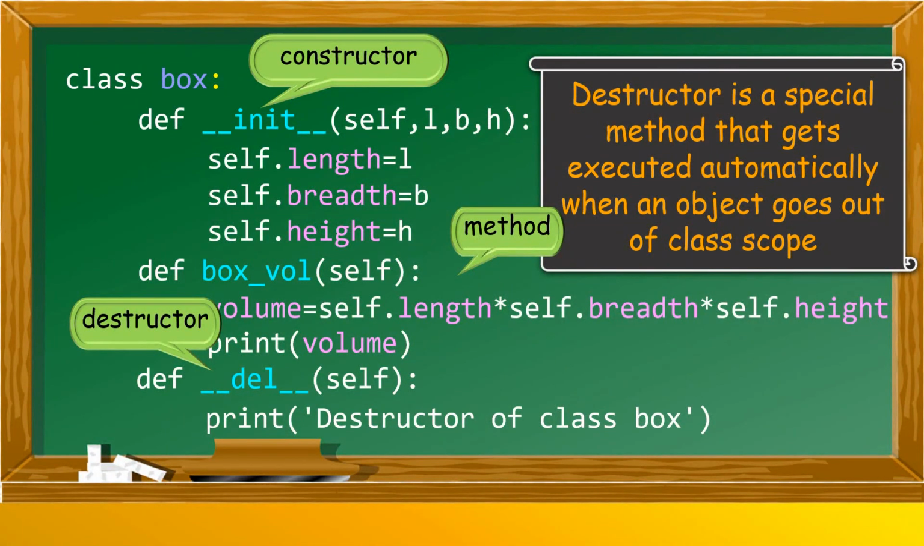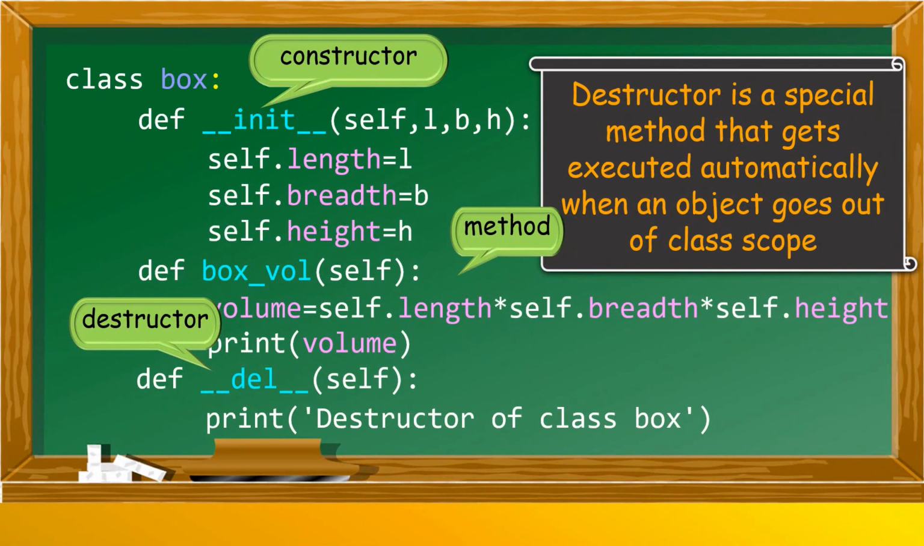But the programmer need not write a destructor in every class because Python has a technique called automatic garbage collection, by which Python itself will free the memory blocks of unused objects.